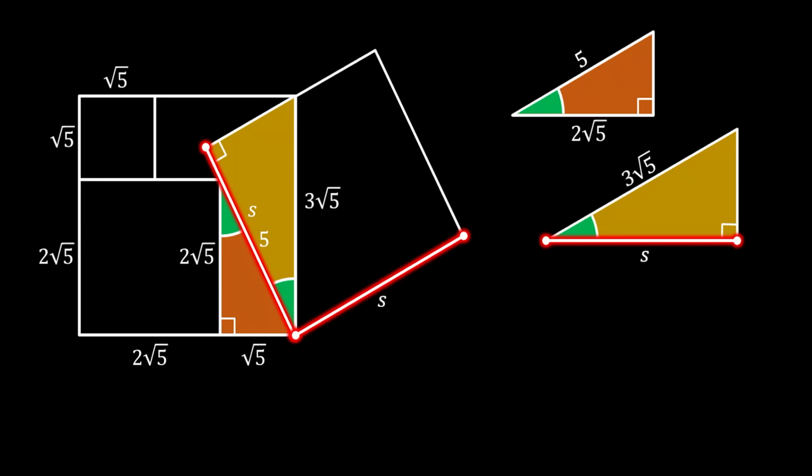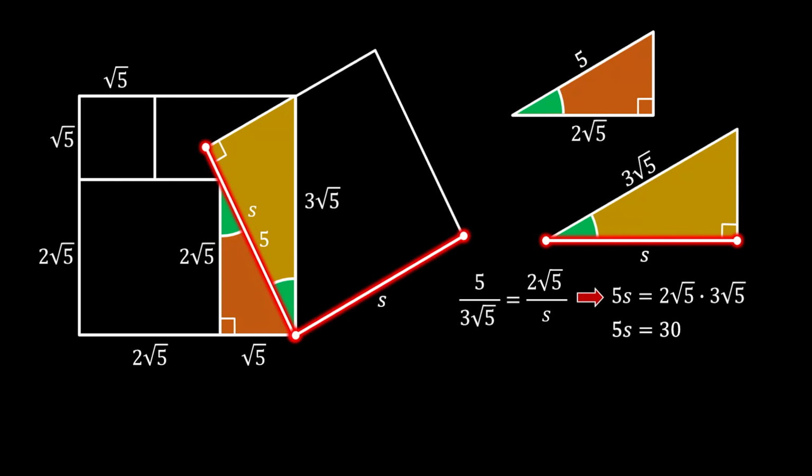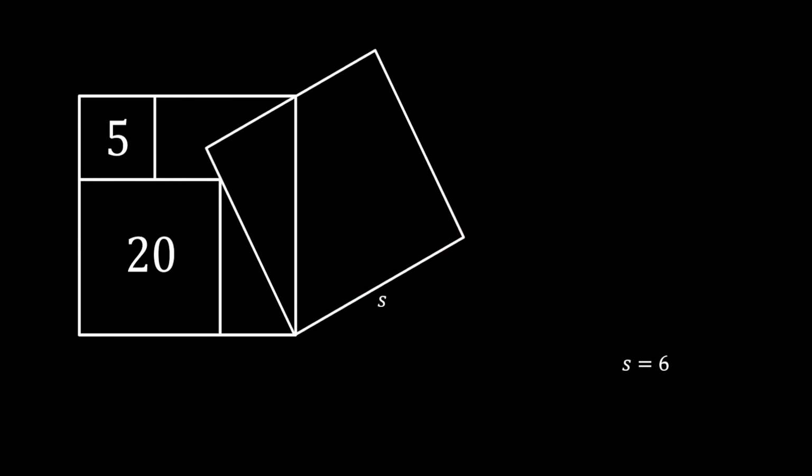And now we can use the rule of similarity. We can say that the relation between their hypotenuses is equal to the relation between their bases. And if we cross multiply this, we will get the following. From this, we will get that 5s is equal to 30, which means that s has the length of 6.